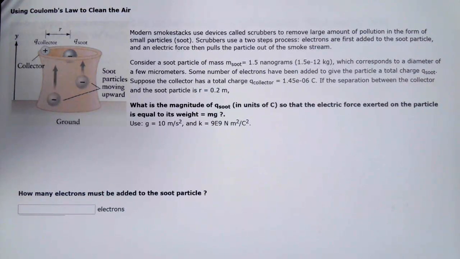Okay, so next we want to look at a situation where we have multiple forces acting on our charged particle. In this first case, we're looking at using Coulomb's law to clean the air. The idea is that a modern smokestack has a device called a scrubber, and essentially what it does is inject charge onto the soot particles.